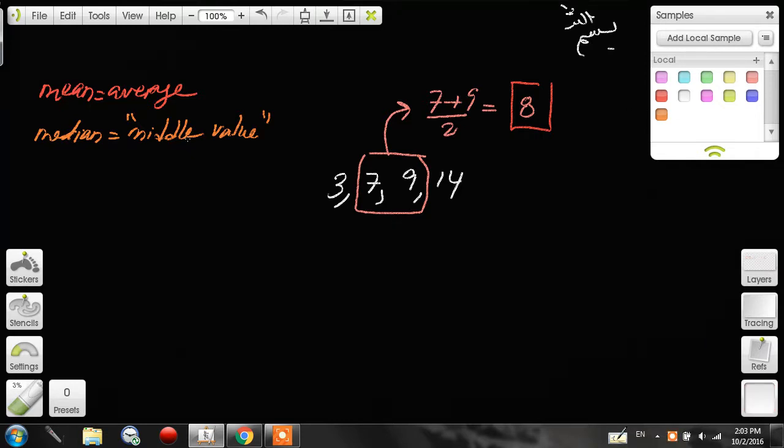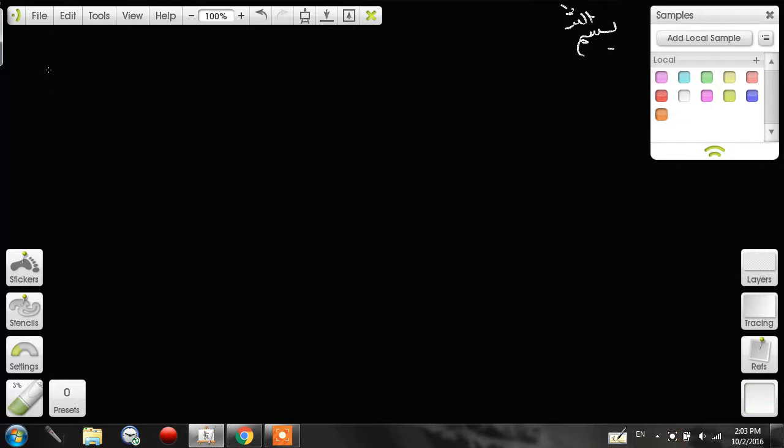So when there is an odd number of values given, the median will be the middle one, right? And in case there is an even number of values, it will be the average of the two middle ones. Okay? And the third, so this is what we have learned. So we have learned the mean, which is the average.